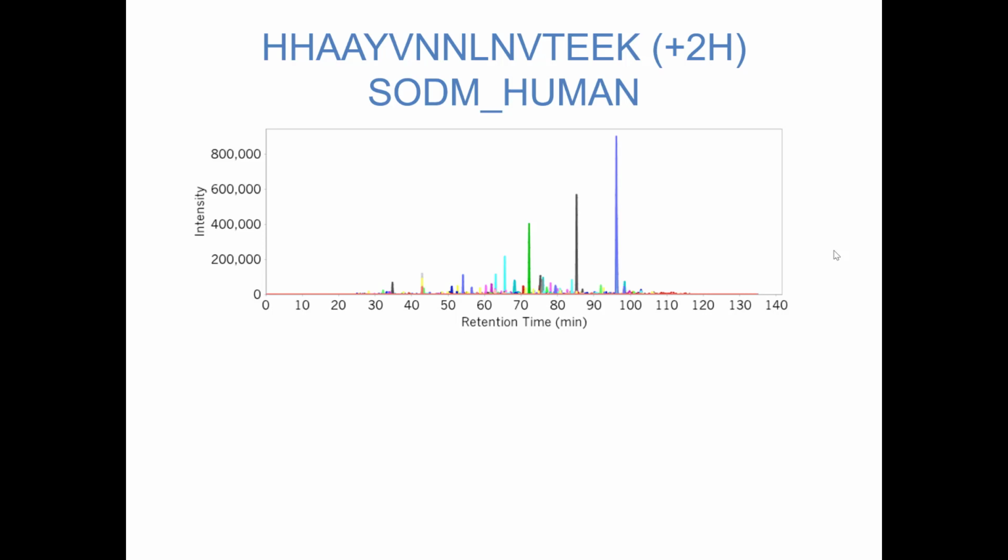So each one of these different colors is a different fragment ion. And so here the blue fragment ion is most intense, here the black one is, here the green one is, here the light blue one is. So it becomes really kind of tricky to say, where's the peptide? Which one of these peaks is the peptide? In the end, it's actually this one over here.